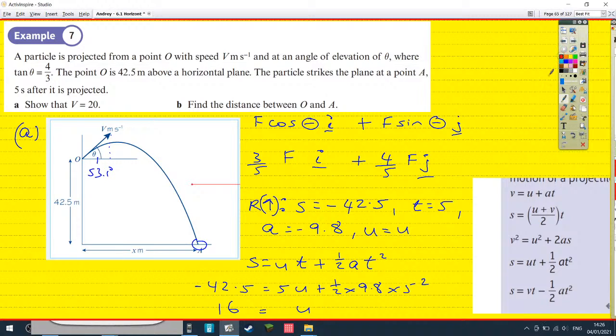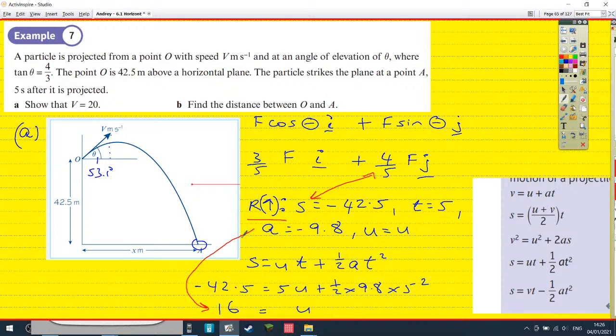So F is just the speed, isn't it? Yeah. We resolved in the vertical direction. And so the initial vertical velocity is 16. So are we now doing it horizontally? Don't need to. J is the vertical one. Yes. And so 4/5 of F is 16.